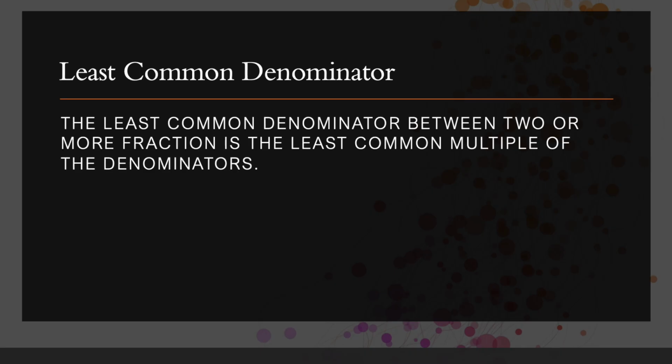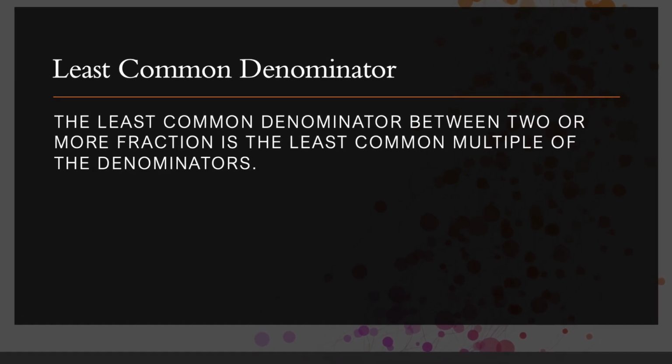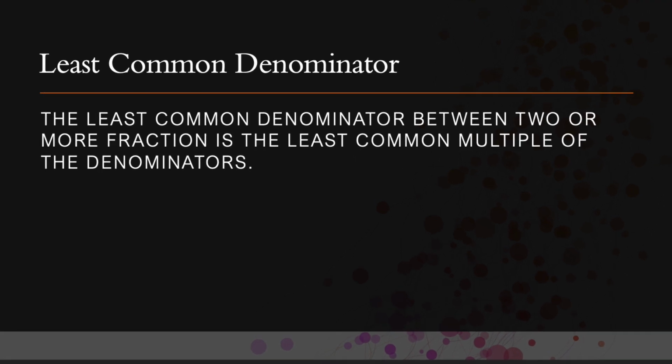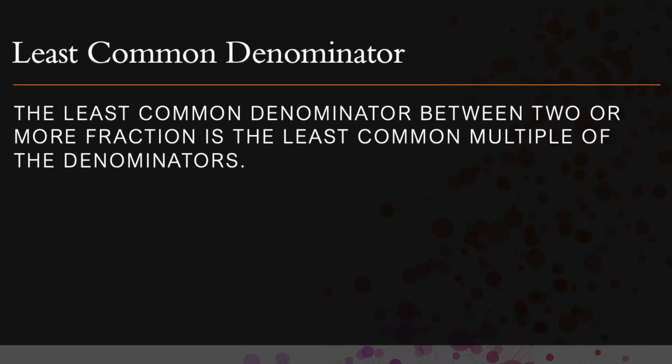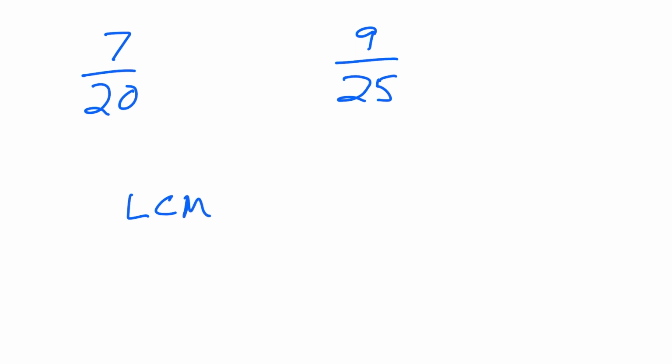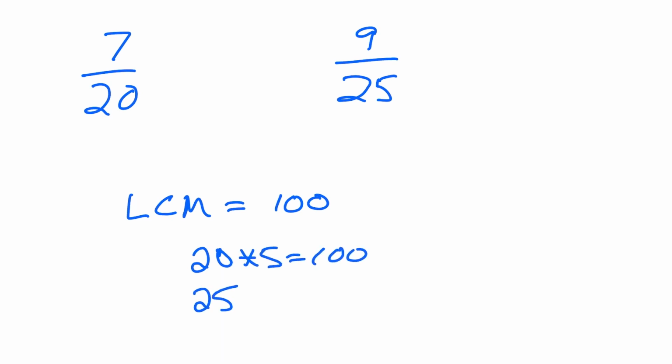Now, the least common denominator is simply this. Here's the definition. So if you're going to take notes, here's what you want to take notes on. The least common denominator is simply the least common multiple of the denominators. So let's look at our denominators. We got 20 and we got 25. The least common multiple between 20 and 25 is 100. 20 goes into 100 5 times, and 25 goes into 100 4 times. That's going to be significant because we're going to multiply numerator and denominator by that value.